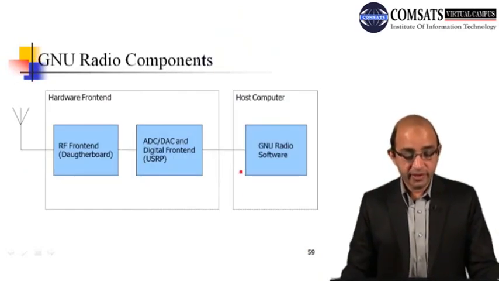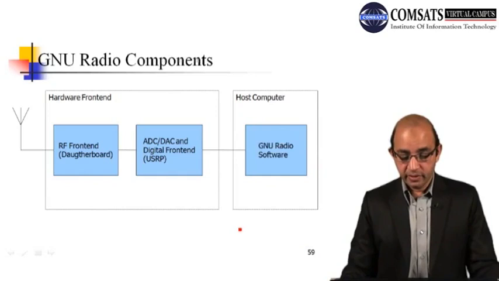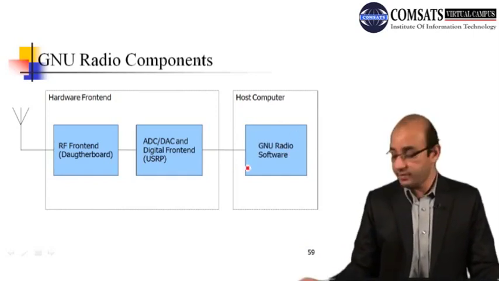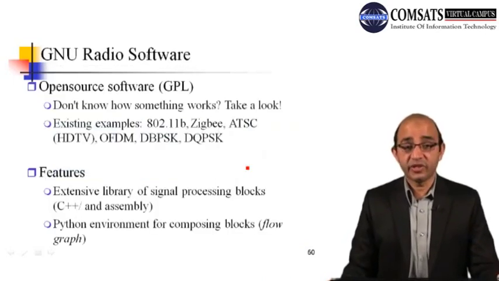So here are the components. We have the RF front end. This is the antenna, and here we have high-speed A to D and D to A converters for the digital front end, in order to use USRP over this infrastructure. So the data then goes to the host computer, and here is the GNU Radio that is performing the work, replacing the rigid sort of circuitry.